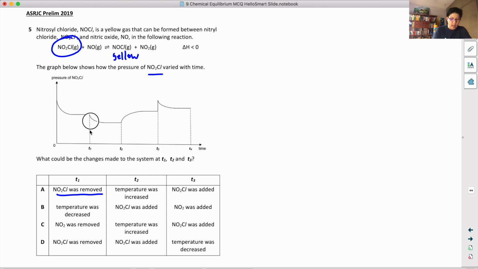So definitely, I take it that A and D are wrong already. A and D are actually wrong. Okay, if temperature was decreased, this reaction is actually exothermic. So if you decrease temperature, it will favor the exothermic reaction, because when you decrease temperature, the system wants to increase temperature by producing more heat. It will favor the exothermic, and the position of equilibrium will shift to the right.